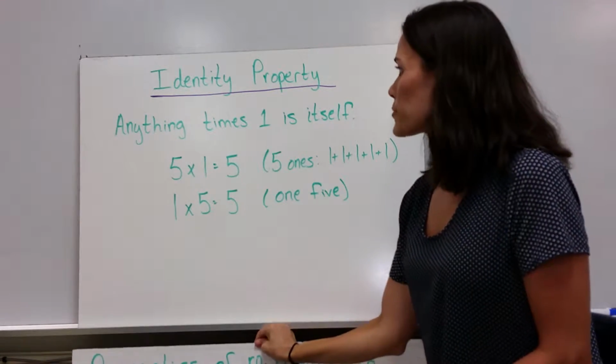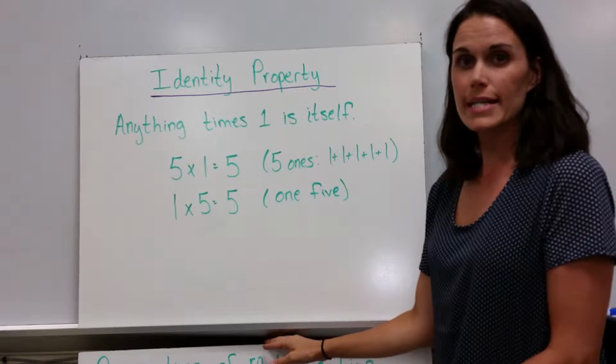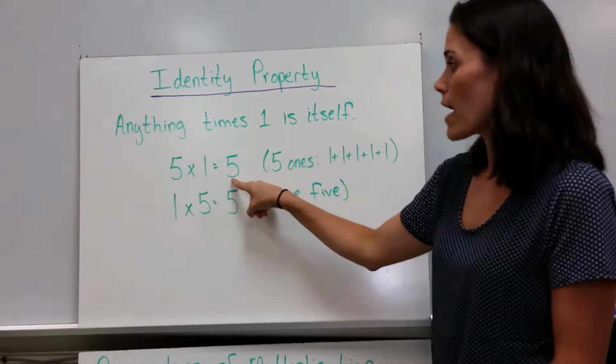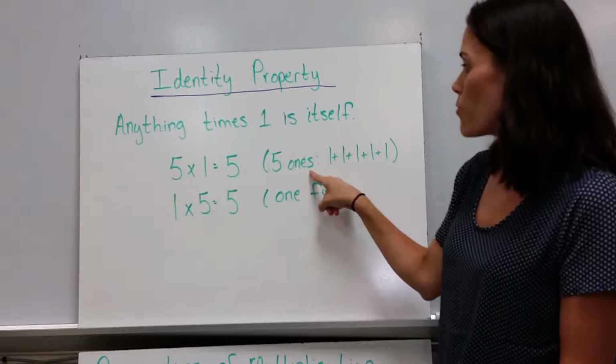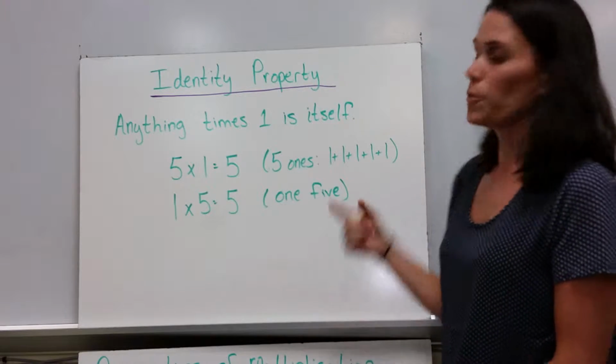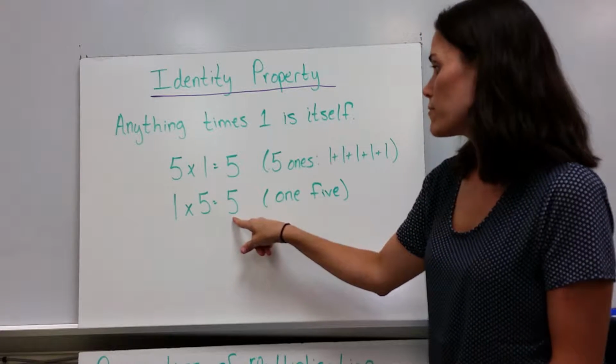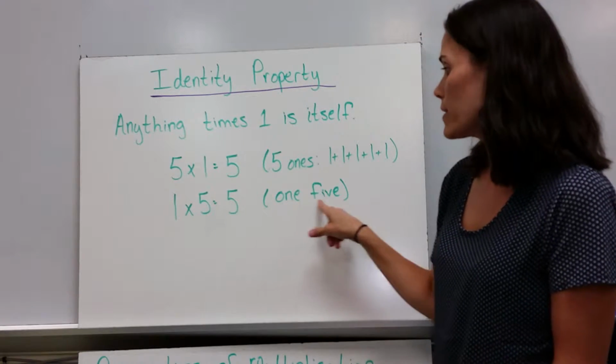The identity property says that anything times 1 is itself. So if we have 5 times 1, that equals 5. And that's the same thing as 5 ones: 1, 1, 1, 1, 1, which equals 5. Or 1 times 5 also equals 5, because this can be rewritten as 1 five.